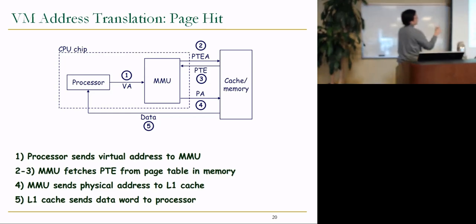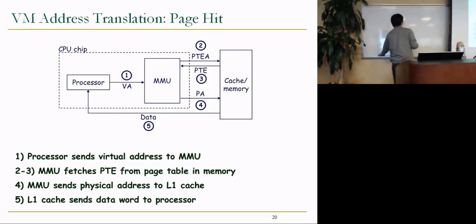First of all, you have to grab the data from the cache or memory. One, the page table entry is sent back to the MMU. So the first one is not actually sending anything. You send the address to the memory. So you grab the data back from memory, you send a physical address, you grab the actual data to the processor. So you have essentially two memory accesses to the memory, or cache.